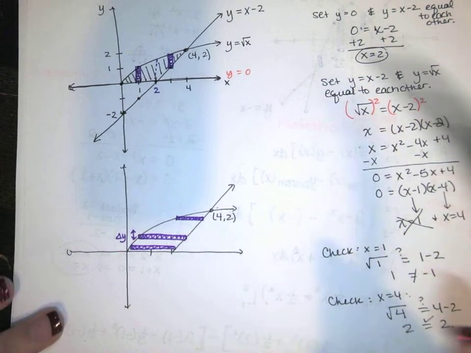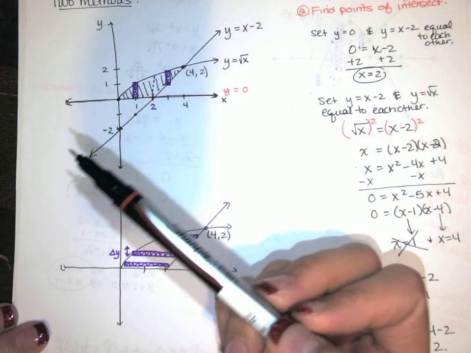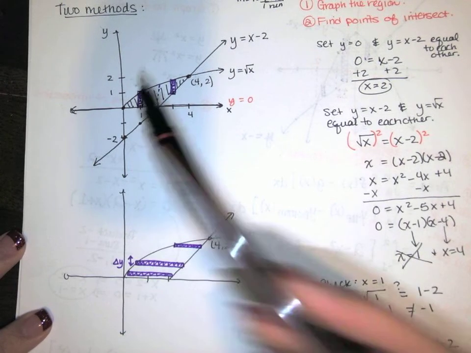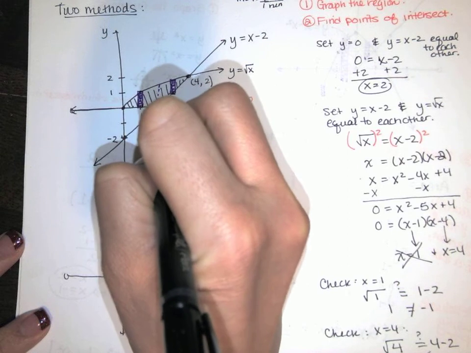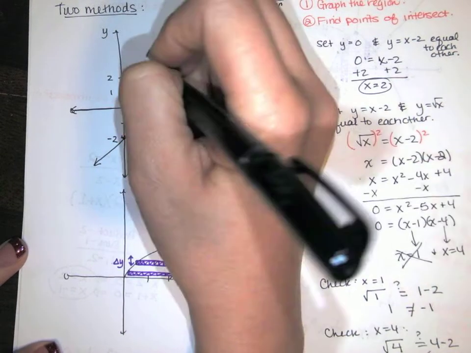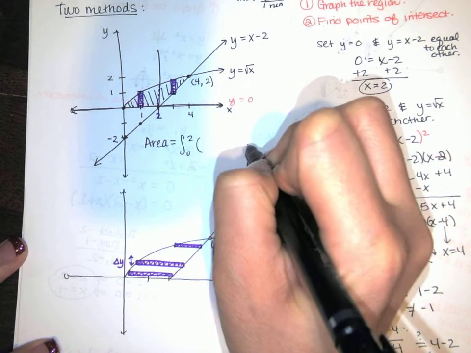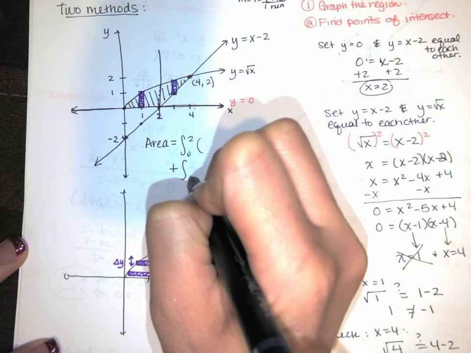Okay, so now I want to integrate this, or I want to set up the integral for this, or the sum of two integrals for this. And I want the area to be in terms of x. So we're going to have two integrals, one for x between 0 and 2, and another for x between 2 and 4.